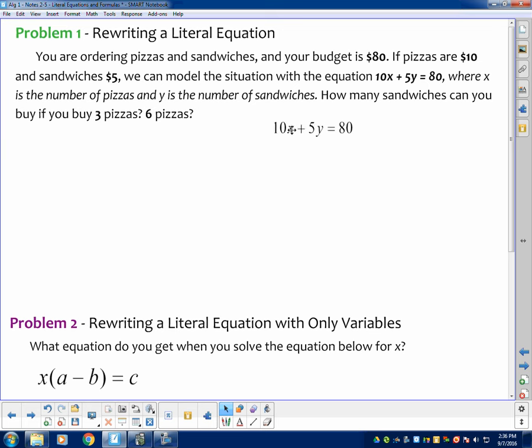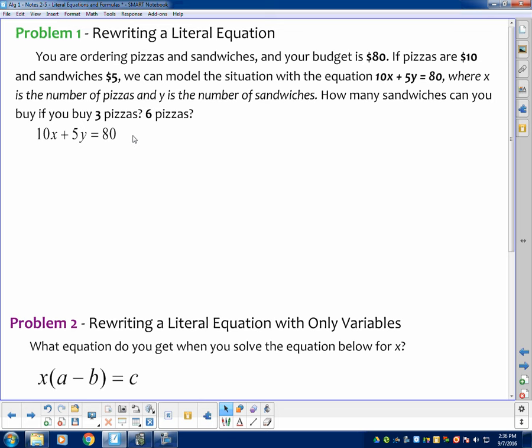This is called rewriting a literal equation. It says you're ordering pizzas and sandwiches and your budget is $80. If pizzas are $10 and sandwiches are $5, we can model the situation with the equation 10x plus 5y equals 80, where x is the number of pizzas and y is the number of sandwiches. How many sandwiches can you buy if you buy 3 pizzas and 6 pizzas?